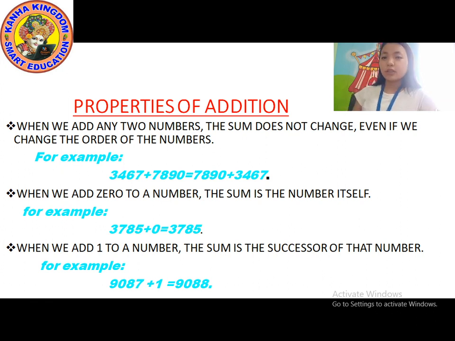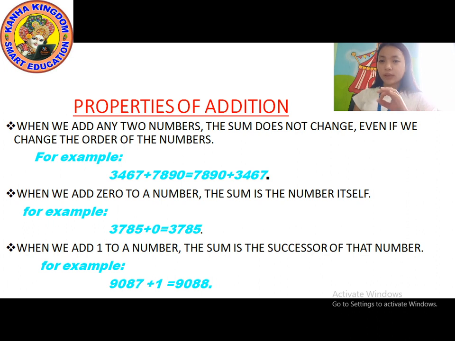For example, 3785 plus 0 equals 3785, because when we add 0 to a number, the sum is the number itself.